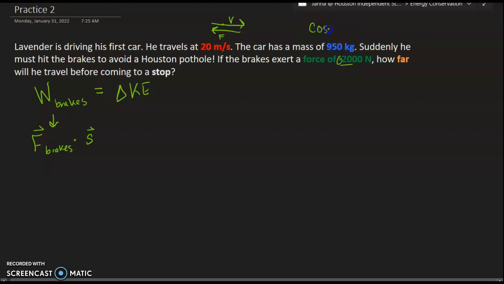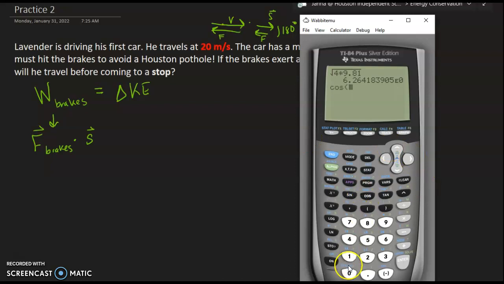Reason being, cosine of 180 degrees, the car is being displaced to the right, let's say. The force is applied to the left. This is an angle of 180 degrees. Cosine of 180 degrees is -1, just to show you. Oops, I'm in radians.